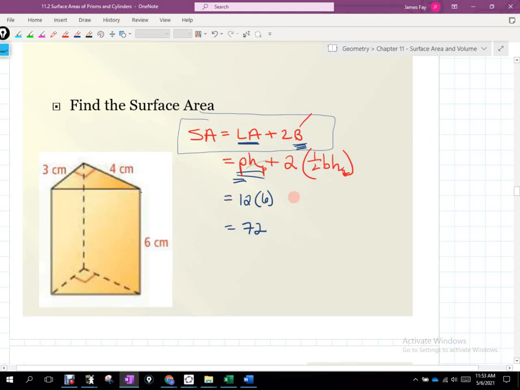We're now going to add to it 2 of our bases. So I'm going to go 1/2. Now, when I'm looking at the base, I am now just focused only on this shape right here. So what can I use as lowercase b on this blue triangle?